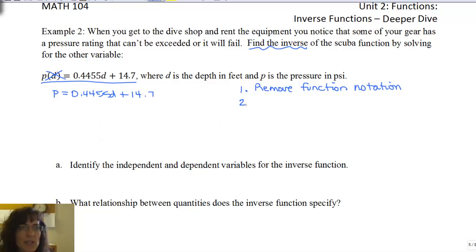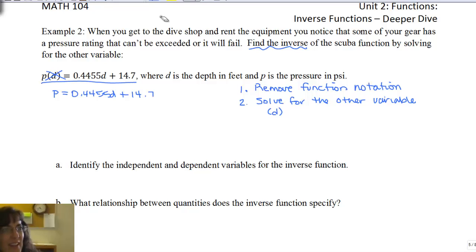Now the second step is to solve for the other variable. And in this case, I'm solving for the d. And to do that, I want the d by itself, so I'm just going to rewrite it. I thought I could rewrite it in red. Let's see if I can just write over it in red.